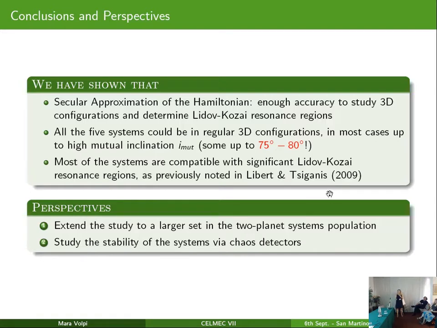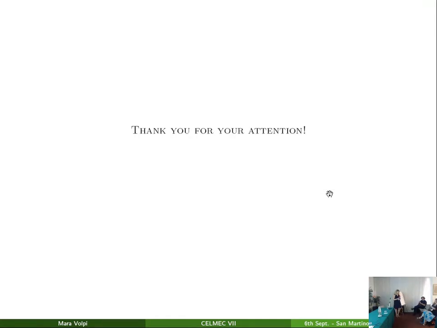Perspectives for this work are to extend the study to a larger set of the 2-planet system population, because obviously 5 examples cannot be enough. And secondly, speaking about stability, we would like to study the stability of the systems through our tool of the circular Hamiltonian approximation, including chaos detectors. Because what we have seen is that the Lidov-Kozai region is stable, we can't say anything about the rest. And actually this is work in progress, and we are working on adding the chaos detector in the implementation of our tool. And with this, I thank you for your attention.